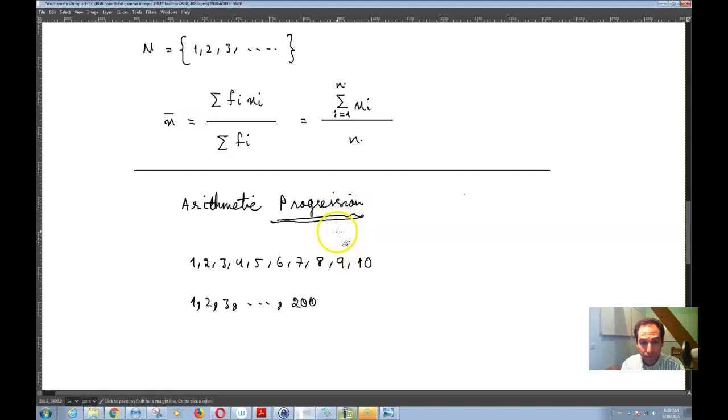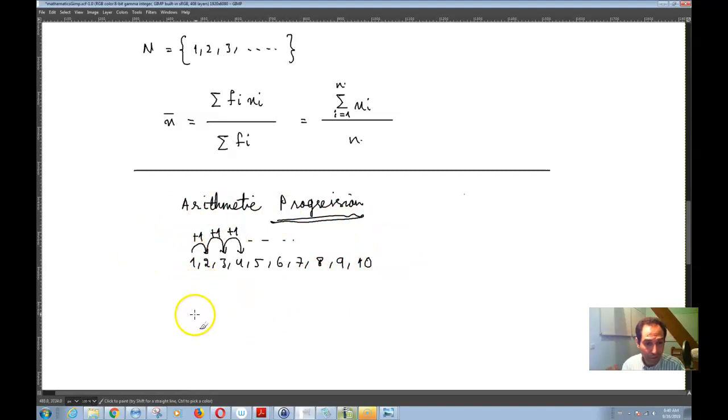So now, in order to add these numbers together, there is something called an arithmetic progression. An arithmetic progression is a progression of numbers in which, for example, you add 1 to this number and you get a 2. You add 1 to this number, you get a 3. You add 1 to this number, you get the next number, and so on and so forth. So that's called an arithmetic progression.